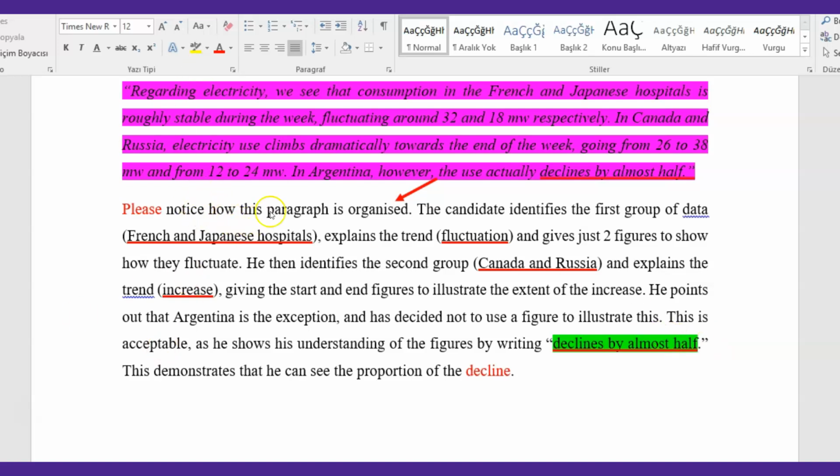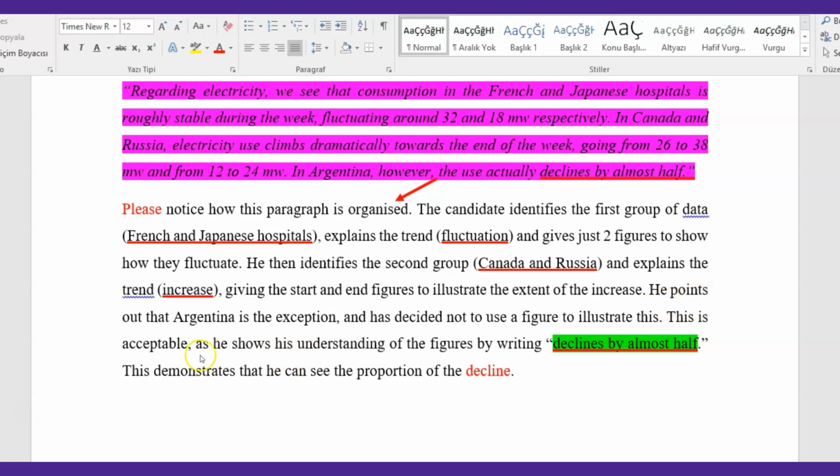Please notice how this paragraph is organized. The candidate identifies the first group of data for French and Japanese hospitals, explains the trend, the fluctuation pattern, and gives just two figures to show how they fluctuated. He then identifies the second group for Canada and Russia and explains the increasing pattern, giving the start and end figures to illustrate the extent of the increase.